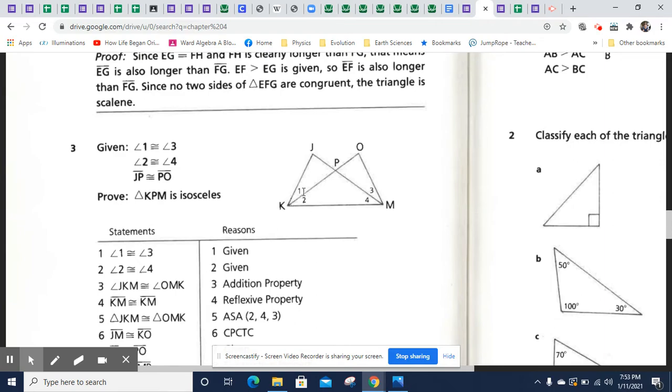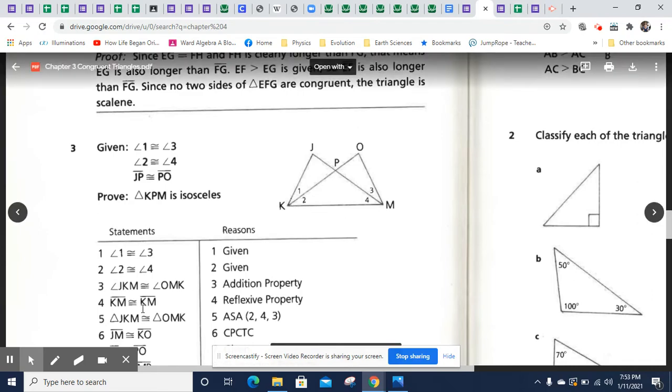Okay. We also know that KM is congruent to itself. So let's label things we know are congruent. We can prove that these two angles are congruent by addition. We've also been told that JP and PO are congruent. That's this piece here and this piece here. Okay.